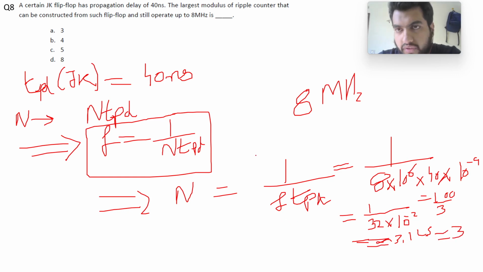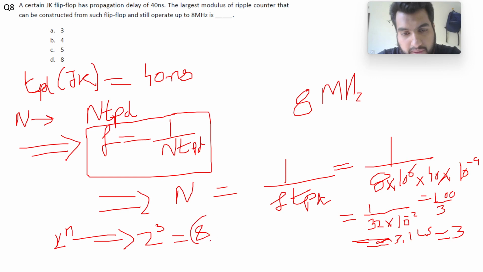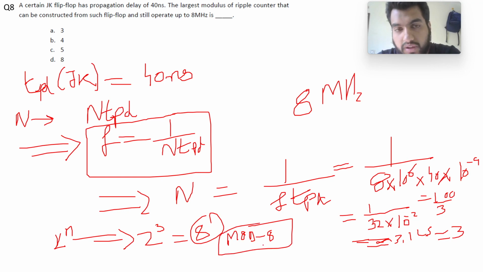So this is the number of flip-flops that will be present, and the number of states will be equal to 2 raised to power n, that is 2 raised to power 3, that is equal to 8. So it will be a mod 8 counter. So the largest counter that is possible is a mod 8 counter. So option D is the correct answer.